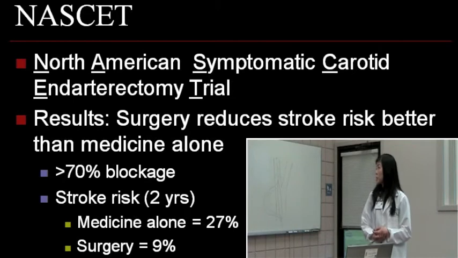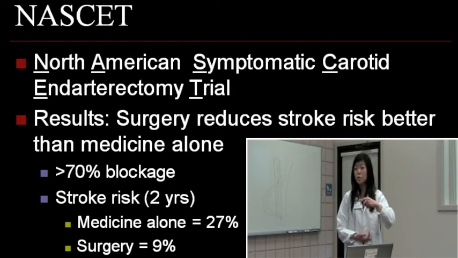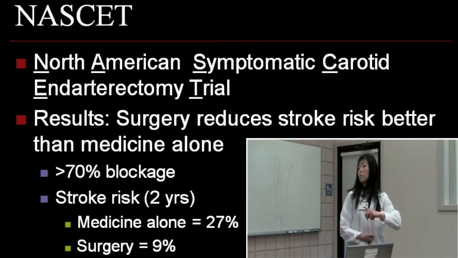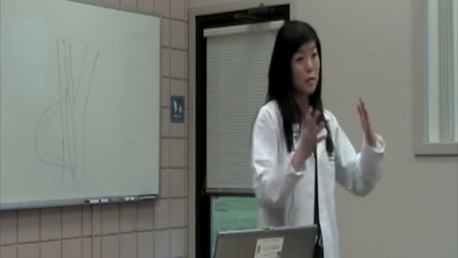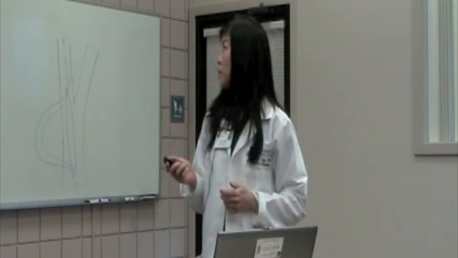And what they found was, for the patients that had greater than 70% blockage, their stroke risk in 2 years, if they took aspirin alone, so these are patients who have already had a stroke, was 27%. If they were in the group that got treated by surgery plus aspirin, their stroke risk dropped to 9%. So that's pretty significant. Now, if you went to the other groups that were lower than 70% blocked, you didn't see that much of a benefit. So that's how that number got decided. If you're having symptoms and you have over 70% blockage, there you go.